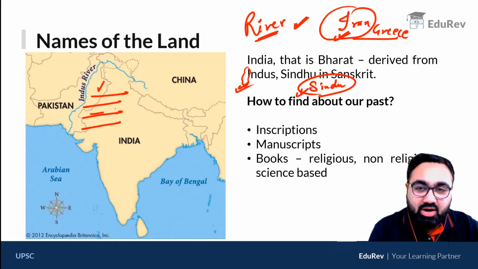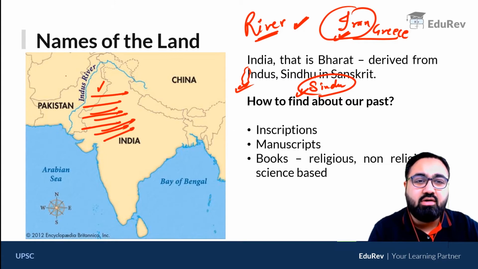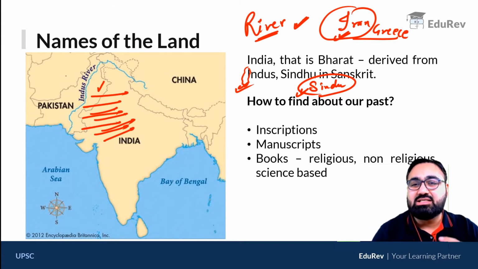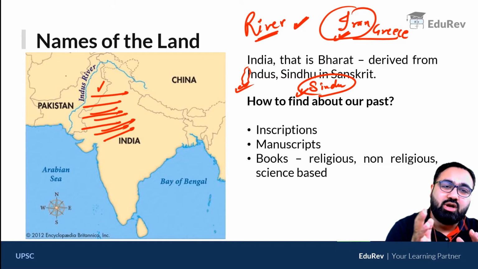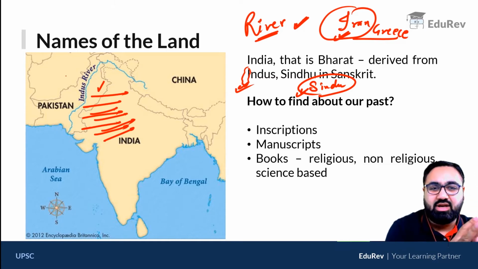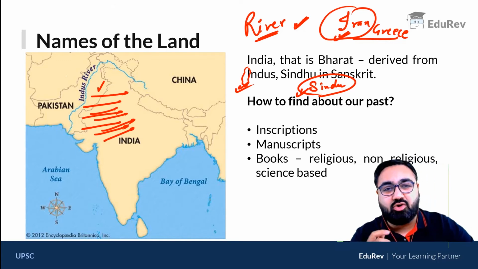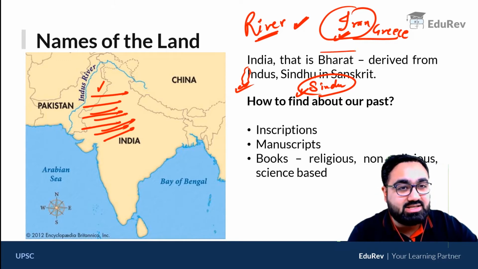And the people who were living towards the east of this particular river were now termed as Indians, or the people who were living towards the east side of the Indus River. Also, there is another term that is used for our country, Bharat. The Bharat naam kahan se aaya?